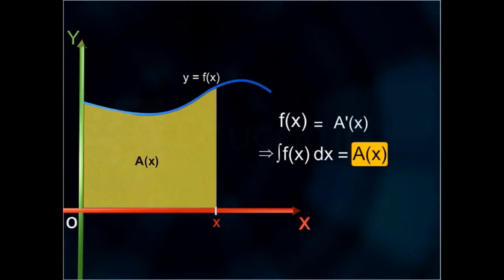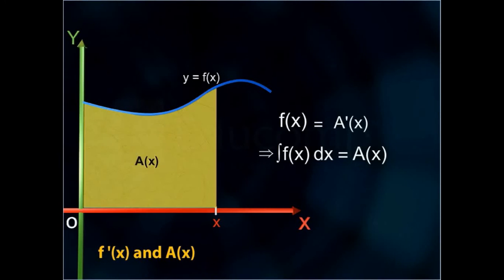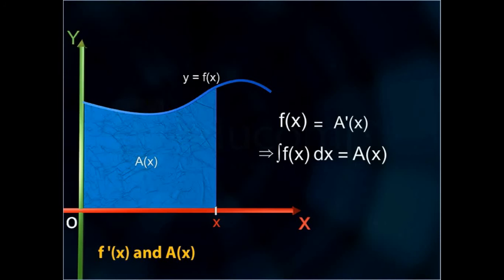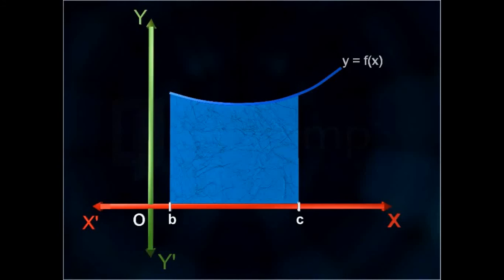Since the area function is the antiderivative of the function f, finding the derivative of a function and calculating the area under the curve of the same function are two opposite operations. Here lies the concept of the fundamental theorem of calculus. The fundamental theorem of calculus has two parts.